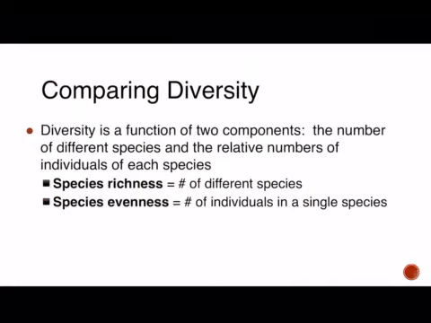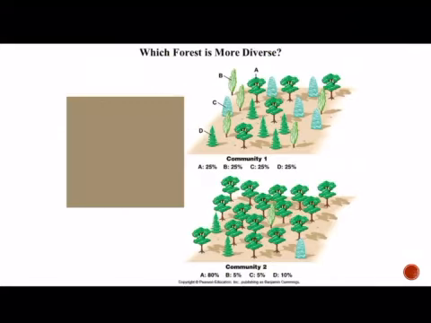All right, if we want to compare diversity between different ecosystems, generally we're looking at two things: the number of different species, which is known as species richness, or the number of individuals of each species, which we call species evenness. So we compare those two factors. So looking at these two communities, both communities have the same number of species, but the spread is not as even.